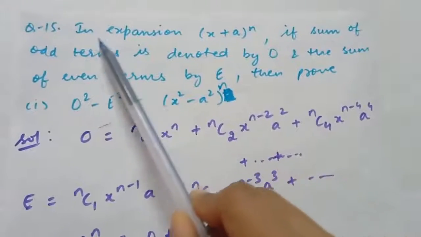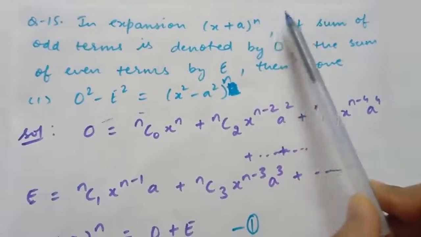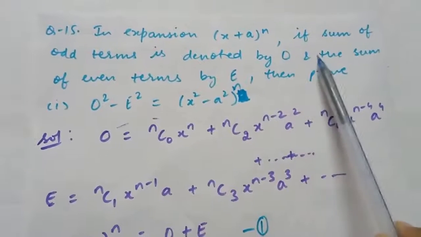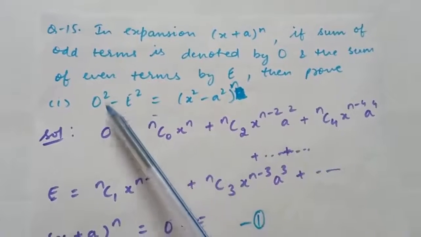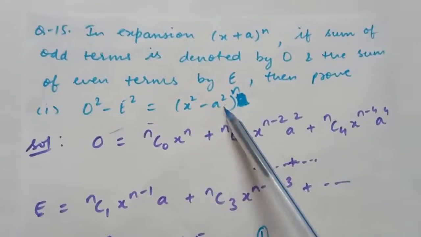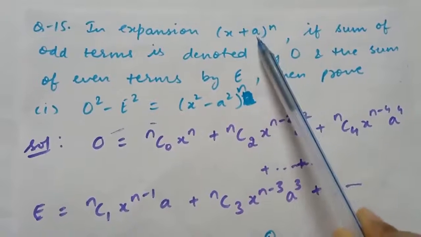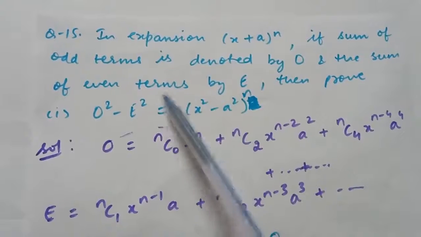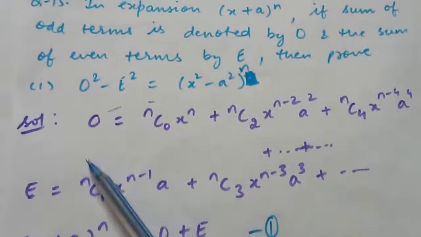So question number 15th, in expansion (x + a)^n, if the sum of odd terms is denoted by O and the sum of even terms by E, then prove O² − E² is equal to (x² − a²)^n. In this expansion, the sum of odd terms is O and the sum of even terms is E, and we have to show this. So first of all we will find O and E.